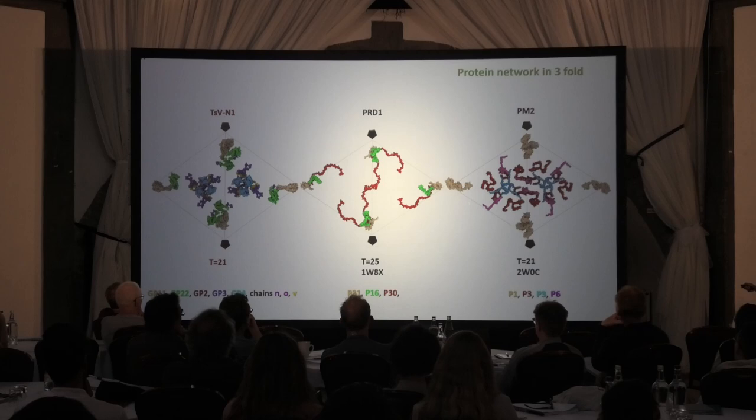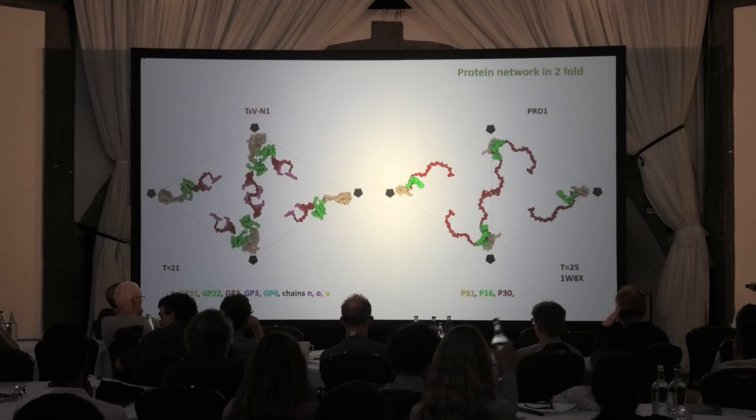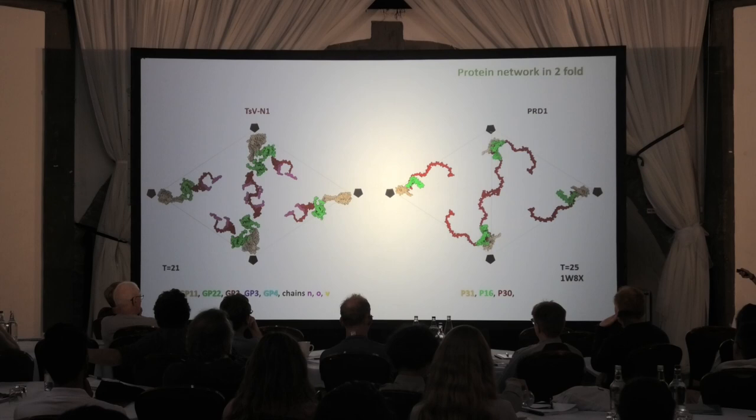If we compare with PRD1, there is no protein, there is not any reinforcement in the threefold axis, you can see here. Now we will focus on the twofold axis. In the case of TSDN1, the reinforcement is in a vertical direction, in PM2 it is in a horizontal direction, but in PRD1 it is in the same direction, the vertical. And also you can observe this protein close to the fivefold axis is the same in TSDN1. You can see better in this picture.